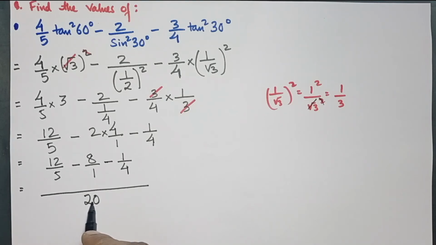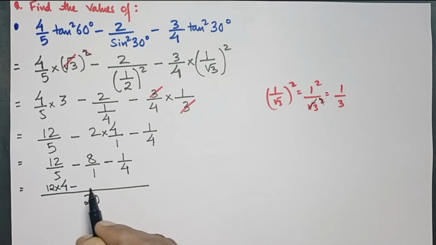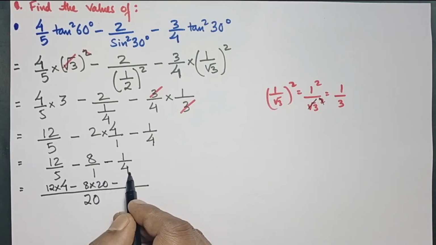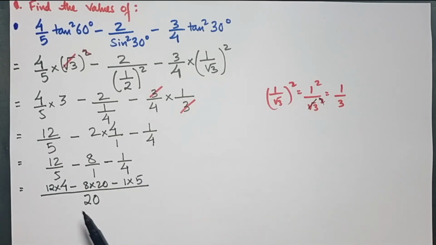5 4s are 20, so 12 into 4 you have to multiply. Okay, minus, 1 20s are, that means this will be 8 into 20 minus 4 5s are, that means it will be 1 into 5. You know the LCM here, what you have to do, you have to divide the LCM by this denominator. 5 4s are 20, and that 4 you have to multiply up. Similarly, 1 you divide into 20, so 20 comes, and 20 you have to multiply to the top. 4 you divide into 20, 4 5s are 20, so 1 into 5.